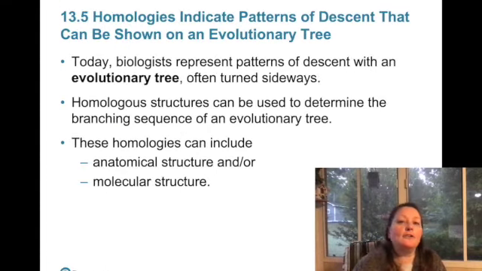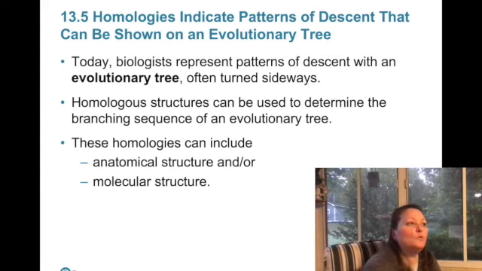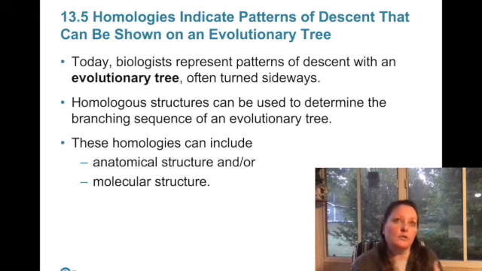Now, biologists represent patterns of descent with an evolutionary tree. The tree oftentimes is turned sideways. We're about to have a picture of it. There's also the phylogeny tree. They have different types of trees, and how you learn to read these trees helps you better understand how closely related certain species are to each other.